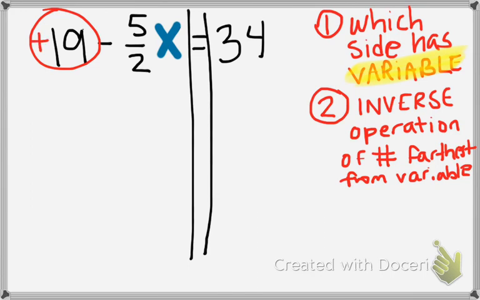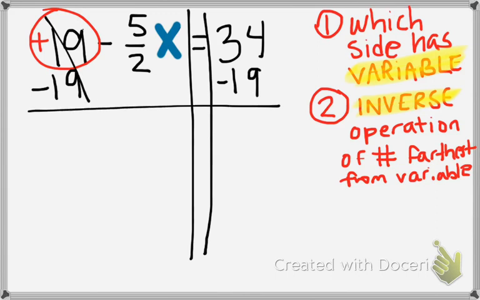To get rid of it, we do something called the inverse operation. That means the opposite operation. So the opposite of a plus 19 is a minus 19. If we do it on the left, we have to do it on the right. Okay, it goes away. I'm going to bring down everything, the negative 5/2 x.